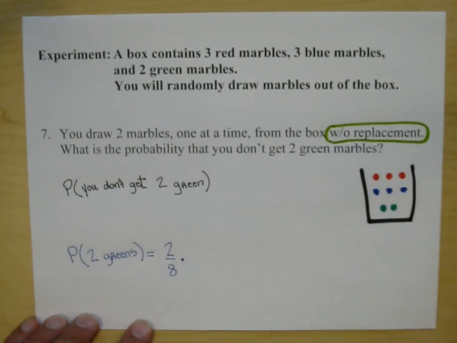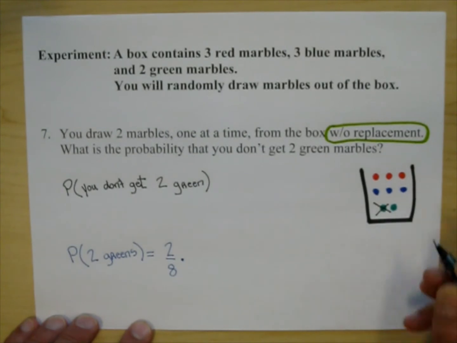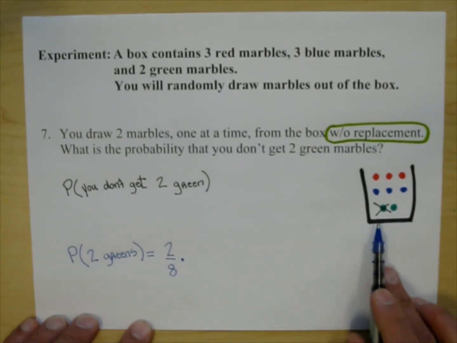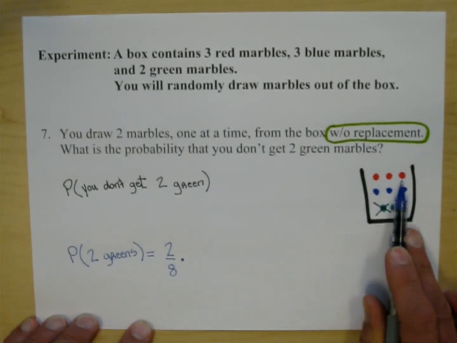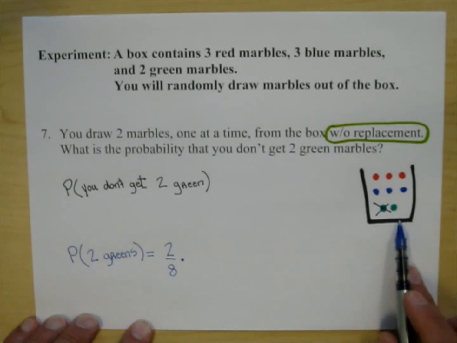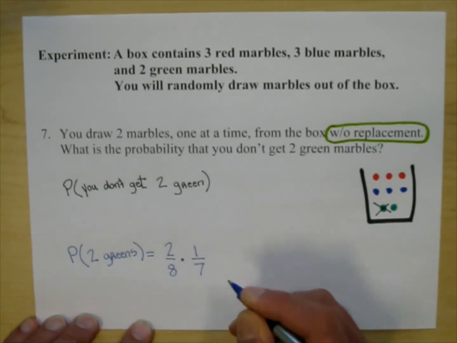Now, this is without replacement, so guess what I'm going to do? I'm going to cross out one of the greens. Now, how many marbles do I have in the box? Because this green's sitting out. I just pulled it out. I have 1, 2, 3, 4, 5, 6, 7. So the probability you pull the second green out is going to be 1 out of 7.